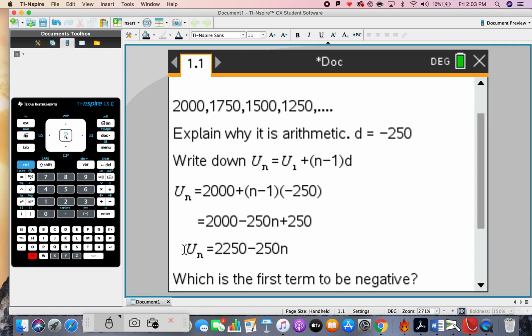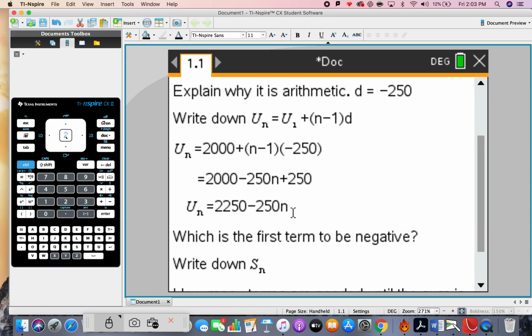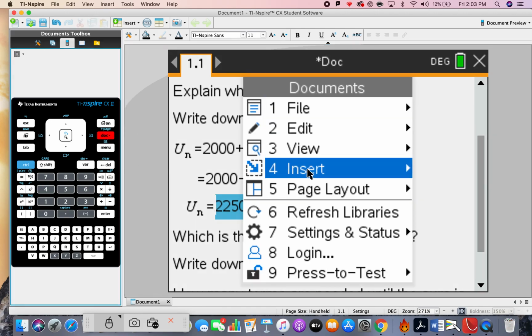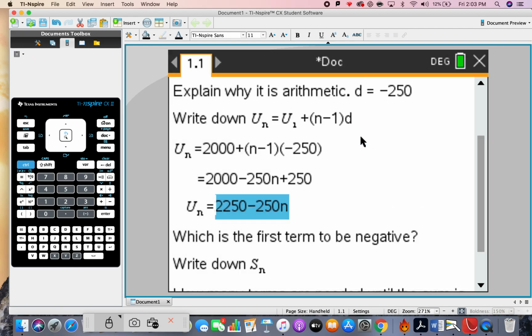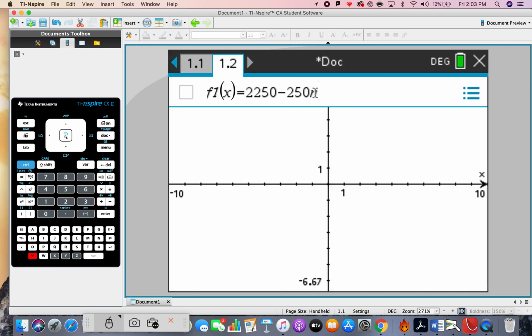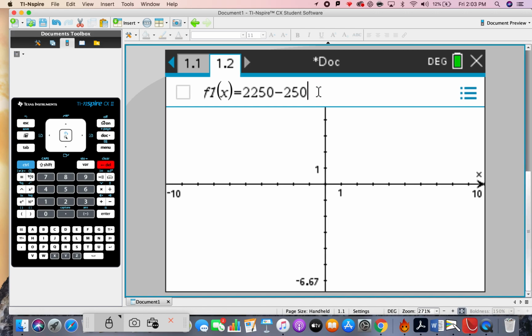If we want to find the 20th term, u20, we just type in 2250 subtract 250 times 20. Great. Which is the first term to be negative? Well, you can see it's coming down, isn't it? So at some stage we're going to have a negative number appearing here. So this is where we switch to our graph and table of values. I'm going to copy this, Command C, go to doc, insert, and insert a graph. I'll type it in here and edit it because in a graph we like to have x instead of n as the variable.